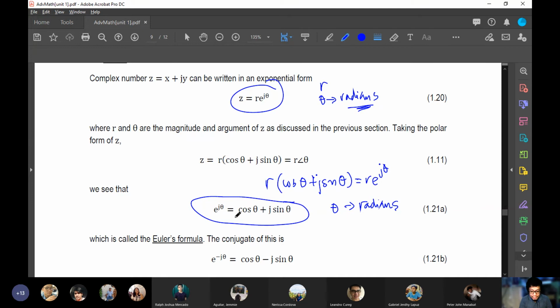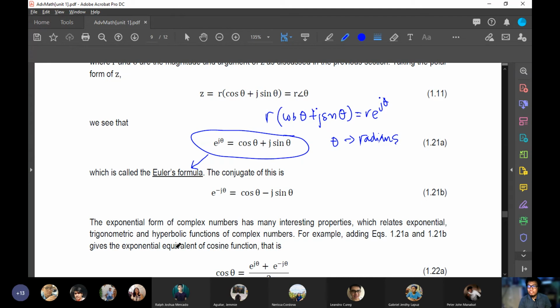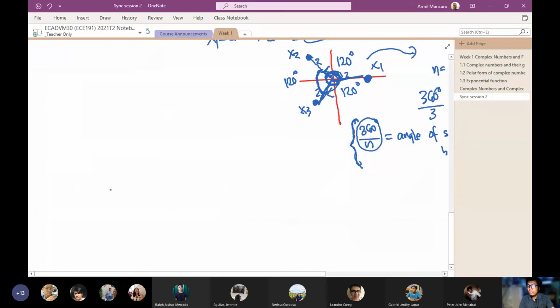Is that clear? Now, this equivalence is what we call Euler's formula. Pronounced as Euler, not Oiler. So this is called Euler's formula. Let us write it here: Euler's formula as e raised to j theta equals cosine of theta plus j sine of theta.